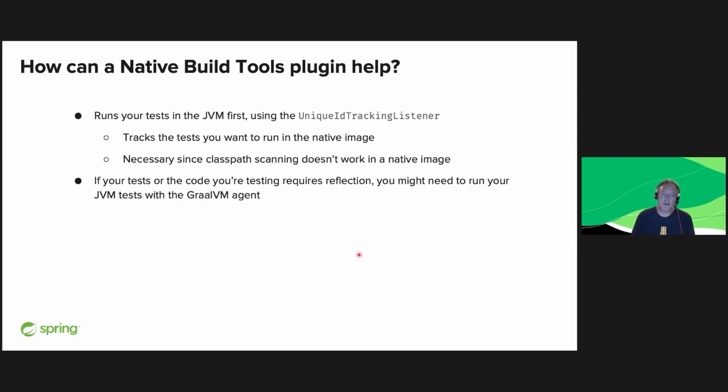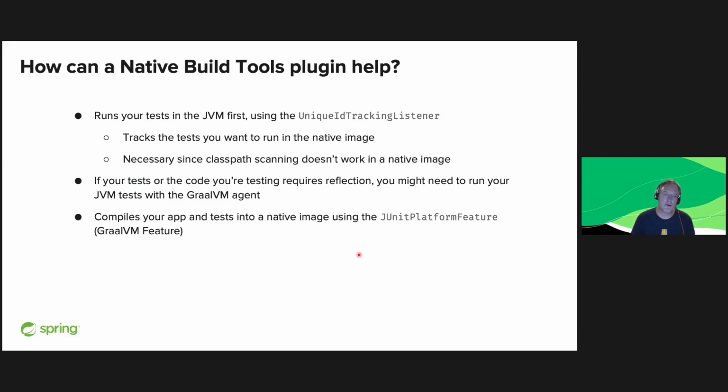Now, you might run into cases where your tests themselves, or the code you're testing, require reflection or use resource bundles or other things like that that require configuration for the native image compilation. And if that's the case, you're going to need to run your JVM tests with the GraalVM agent. That works with the Gradle support. Currently it does not work with the Maven support, but there's an open issue to have that addressed later in the build tools.